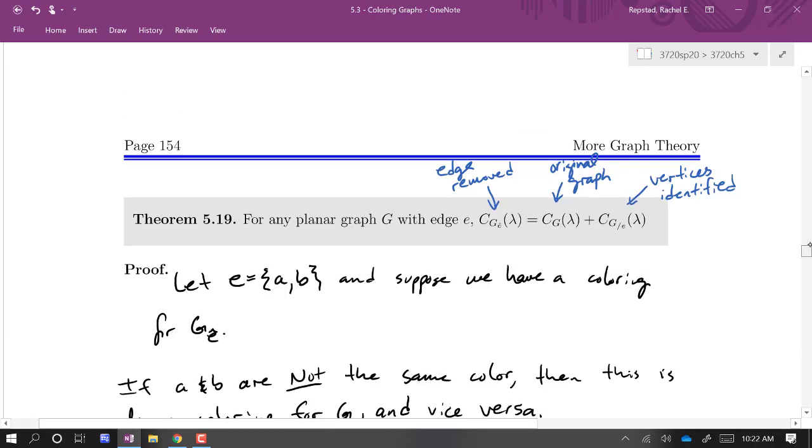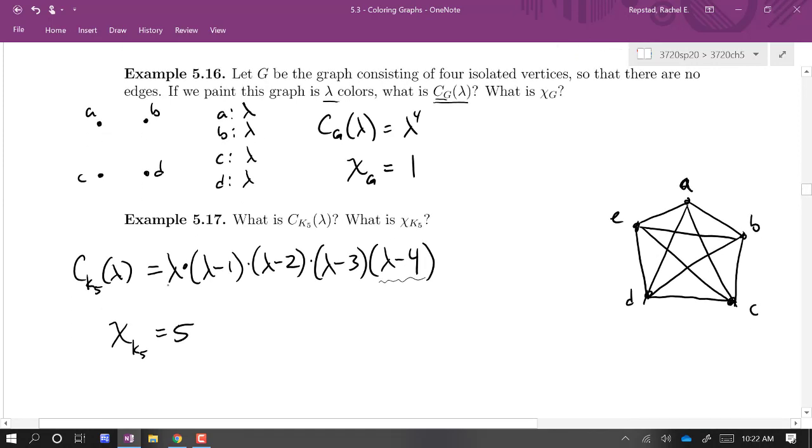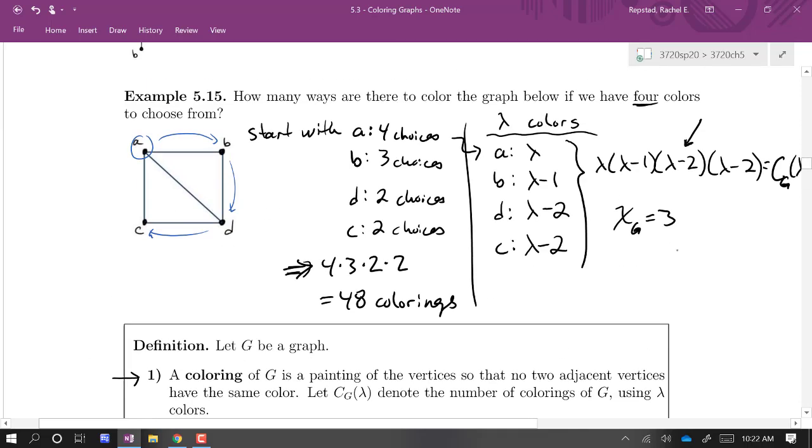If we scroll back here to this result here, right? We have lambda colors for one vertex and then lambda minus one for another vertex. We could look at this example or the one before it here. And it seems obvious, right? We just have a collection of factors and each is lambda or lambda minus some number, right? And when we multiply them, we're going to get a polynomial of degree however many vertices we have.